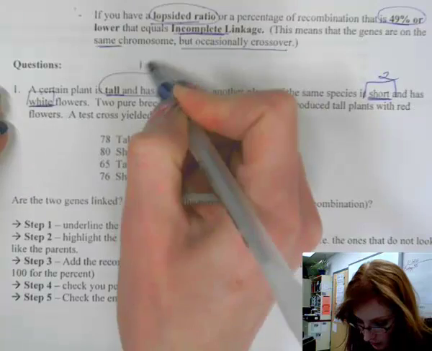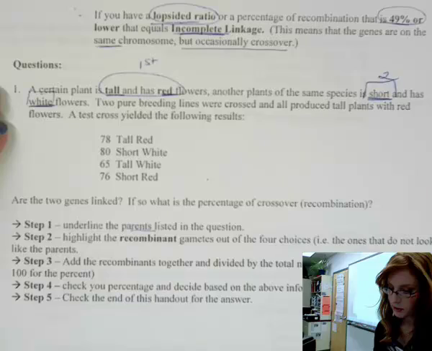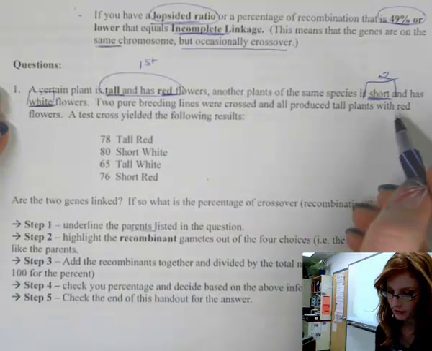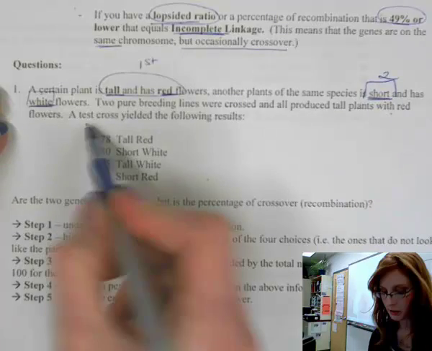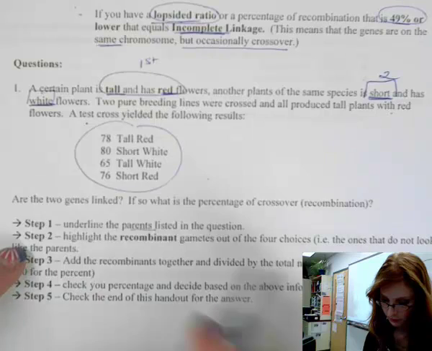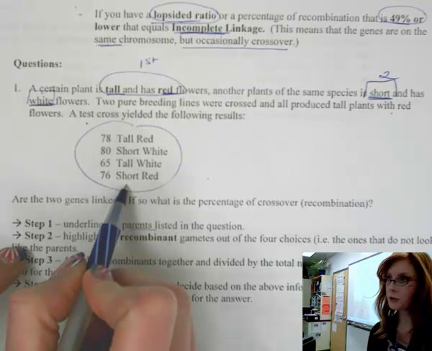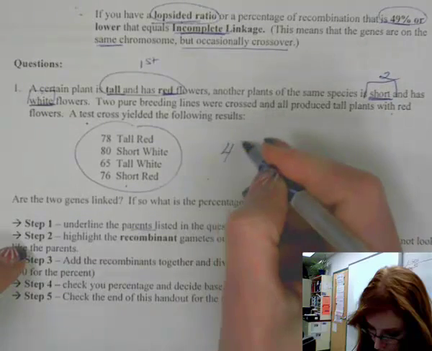So there's the second parent. 2 pure breeding lines were crossed and all produced tall plants with red flowers. A test cross, so they're crossing it with something that's homozygous recessive, yielded the following results. So, first of all, are there 2 types of offspring or 4? Okay, so there are 4 types.